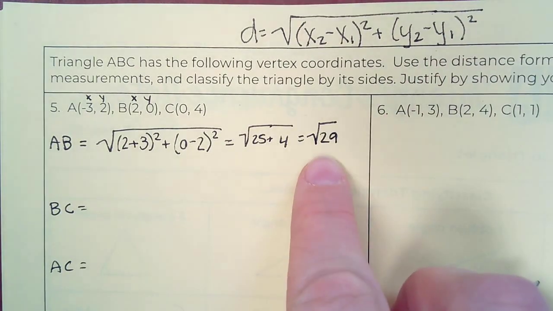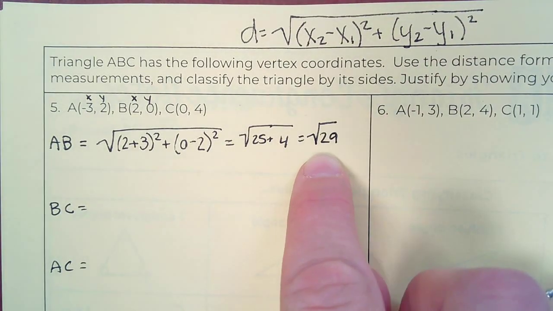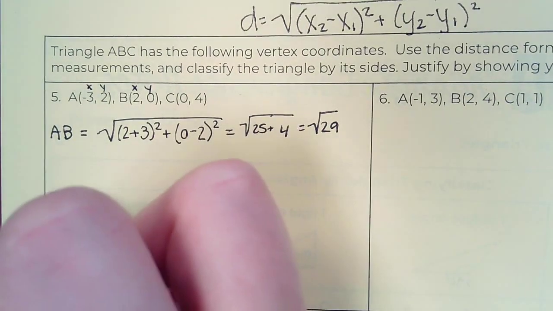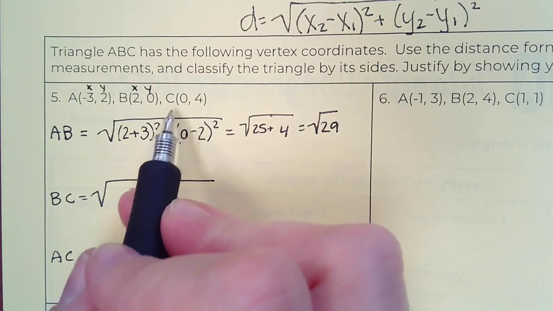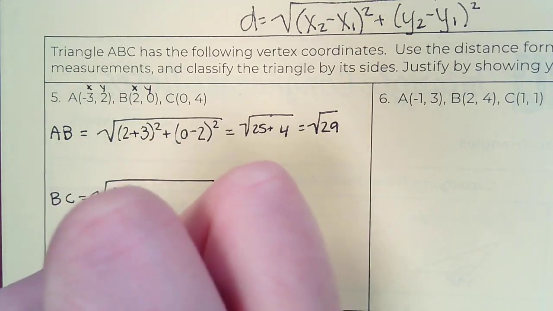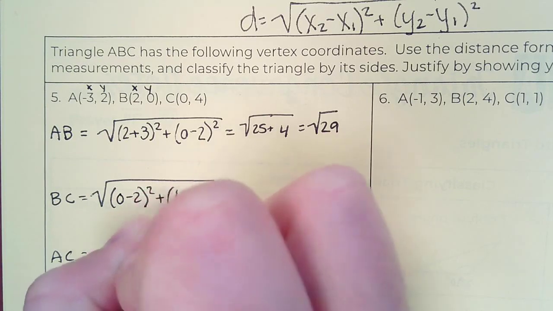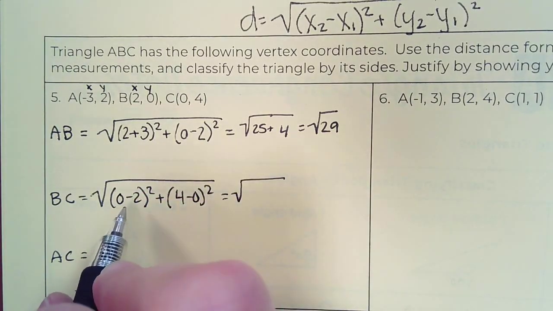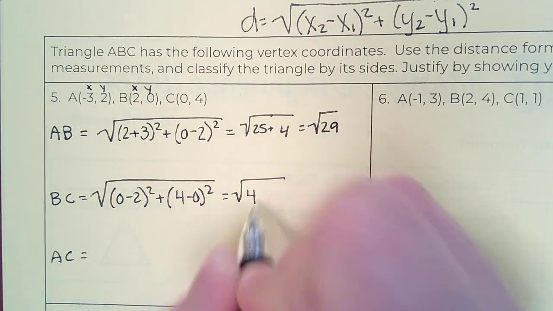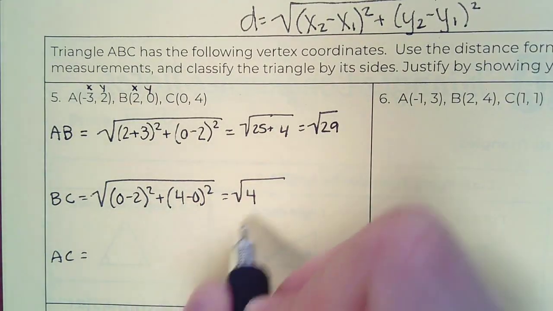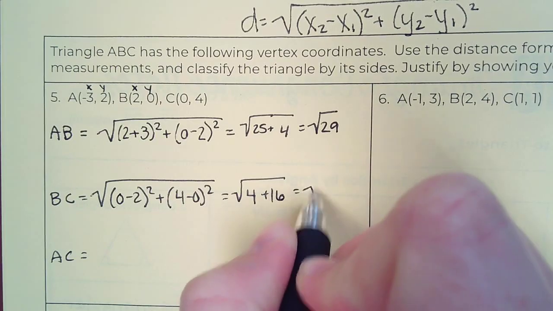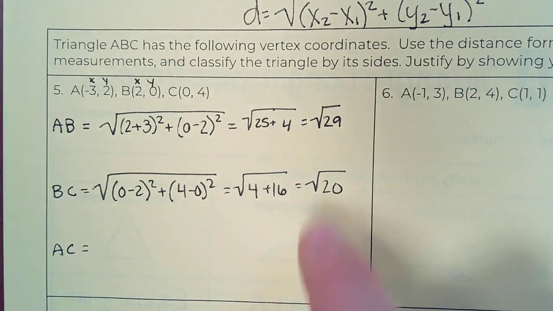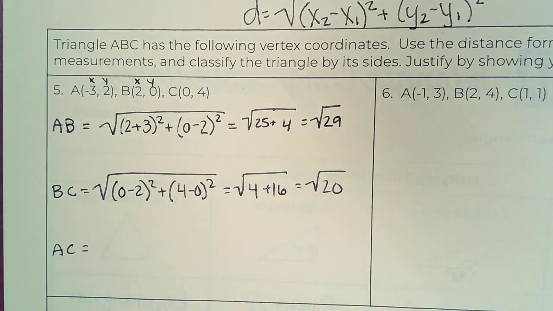I don't really need to go any further because I can still compare their square roots. If I wanted to, I could round that to the nearest tenth. Not really necessary. Now BC. So I'm going to go 0 minus 2 squared plus 4 minus 0 squared. 0 minus 2 is negative 2. Squaring that, I will get 4. 4 minus 0 is 4. 4 squared is 16. So this is square root of 20. So right now, I know that this is not equilateral because these are not congruent. Let's find the third side.